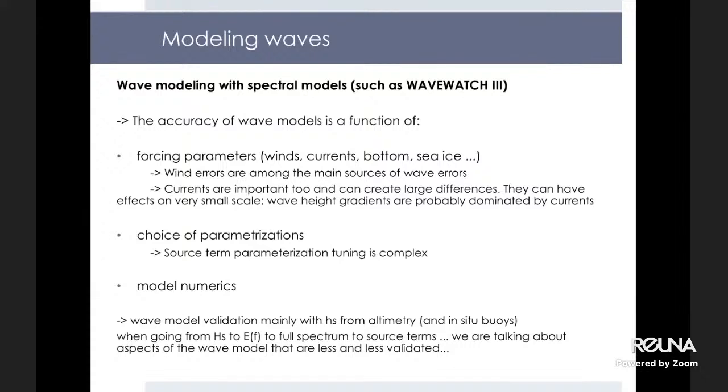Maybe just a word on model validation. So usually we can perform validation against available data. And in our case, it's usually satellite altimetry that can measure significant wave height, or eventually buoys, but they are not very numerous. And now we have new satellites that can measure the wave spectrum, but it's clearly a bit more tricky. And at the moment, the most commonly used validation is significant wave height.